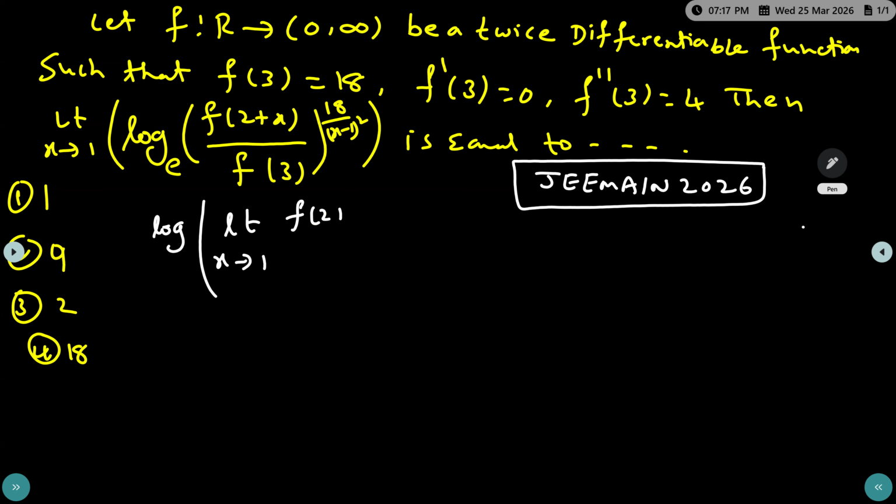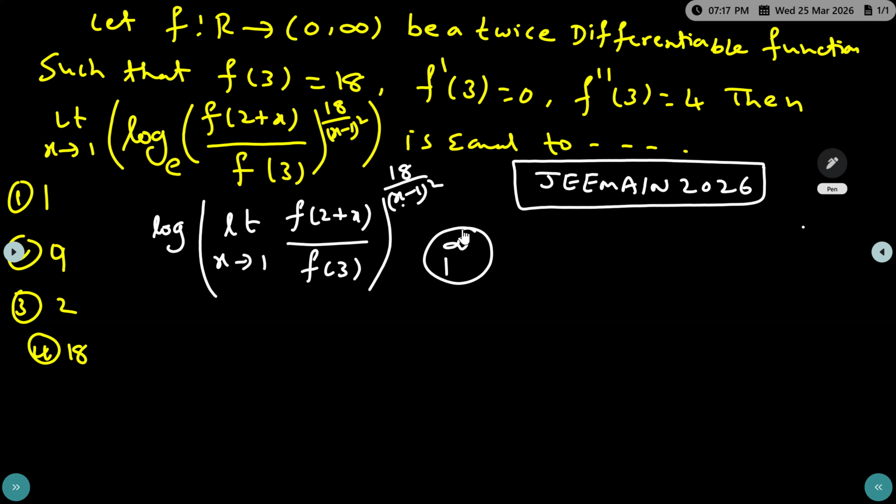First rewrite the question. Rewrite the question like this. Apply limit x tends to 1 to the function. Power is how much? 18 by (x minus 1) whole square. Now if you put x = 1, you get f of 3 in the numerator, and the denominator is also f of 3, so the ratio is 1. If you put x = 1 here, 1 minus 1 is 0. 18 by 0 is infinity. So this is 1 power infinity format.